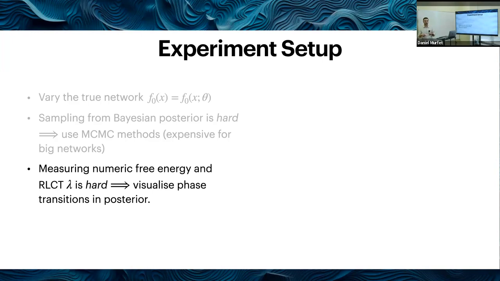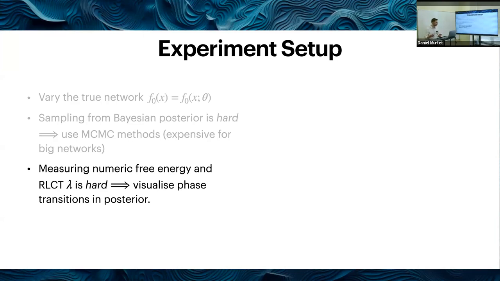And there are methods to do it. Watanabe has described methods to computationally estimate the free energy and the RLCT, but I could not get it to work in these experiments. It's very challenging to do so, particularly because getting your Markov chains to converge properly and produce some meaningful posterior is already hard enough.